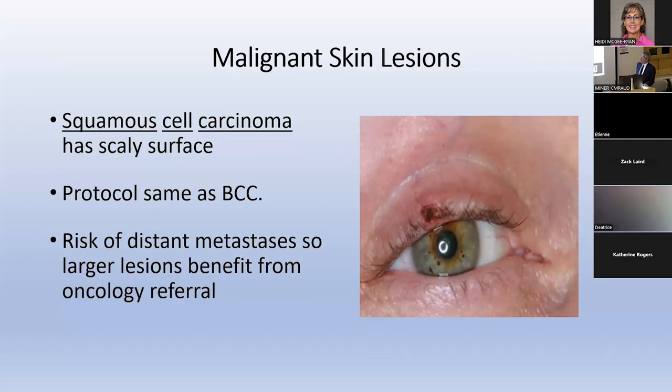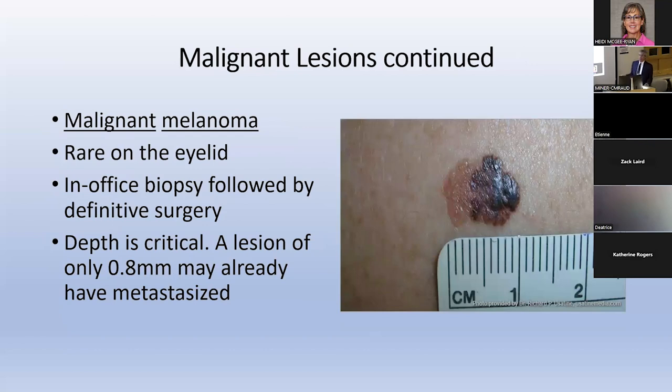The treatment protocol is pretty much the same as for a basal cell. And they have more of a scaly surface over the whole surface of it, as opposed to a basal cell, which has smoother borders. But larger lesions, I definitely would send to an oncologist as well to have them check the lymph nodes and look for regional metastases. Okay.